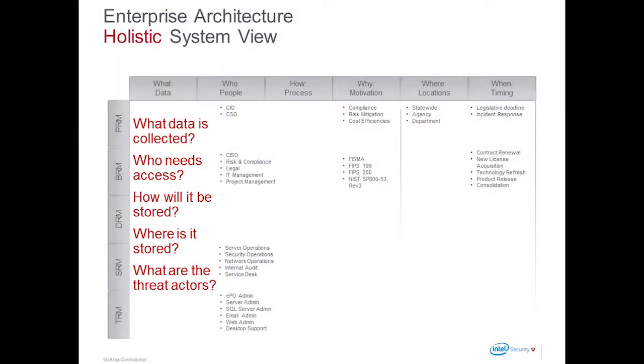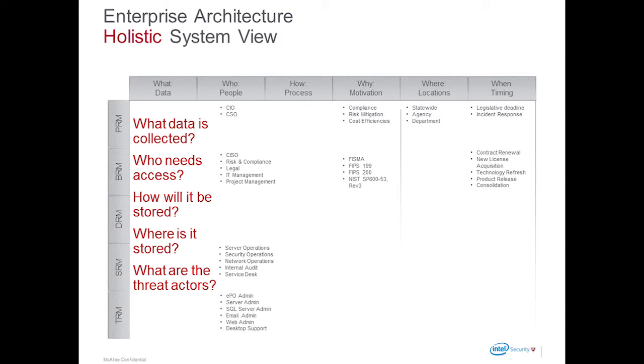So breaking down and combining the data classification requirements with the enterprise architecture view, we begin to see that we can ask questions during the planning and design phase. What data is collected? Who needs access? Where is it going to be stored? How is it going to be processed? What are the threats and risks to the data that I'm collecting and storing?